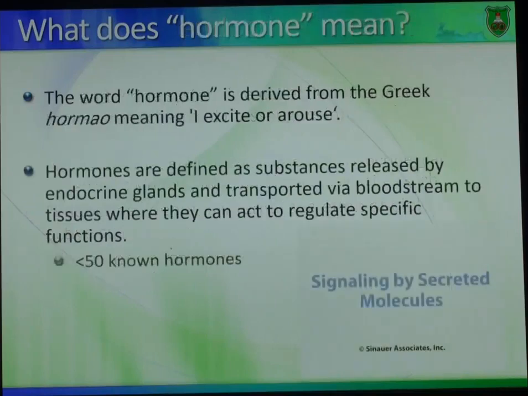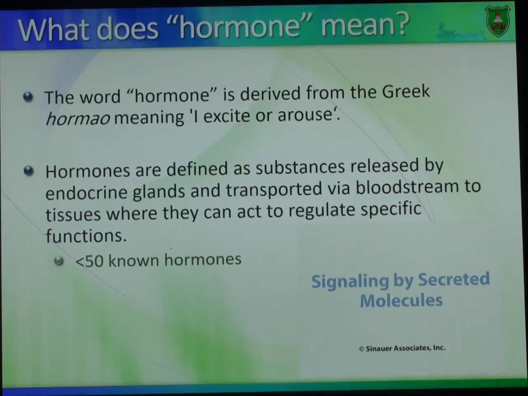So, what does the word hormone mean? Well, it comes from the Greek word hormao, and it means I excite or arouse. And they are basically substances, chemicals, that are released by endocrine glands and maybe some other tissues. They must be transported via the bloodstream to tissues, so that they're called hormones. And they have specific functions. They have certain effects on cells.